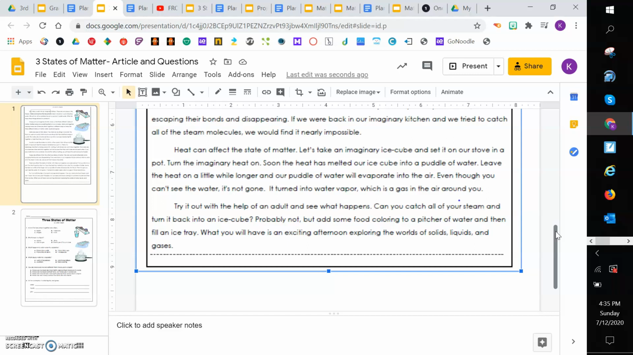Even though you can't see the water, it's not gone. It turned into water vapor, which is a gas in the air around you. Try it out with the help of an adult and see what happens. Can you catch all of your steam and turn it back into an ice cube? Probably not. But add some food coloring to a pitcher of water and then fill an ice tray. What you will have is an exciting afternoon exploring the worlds of solids, liquids, and gases.